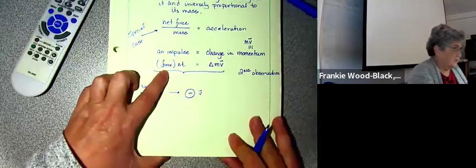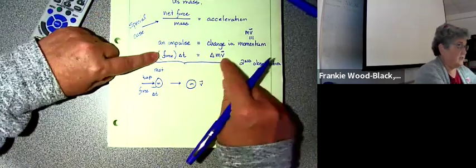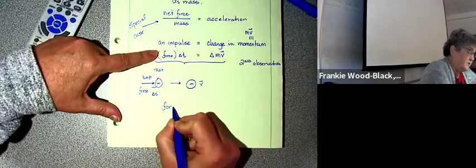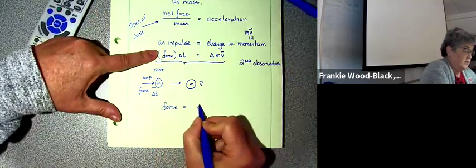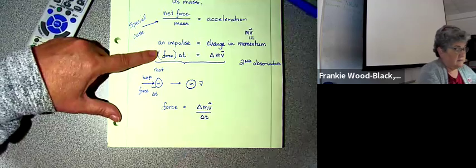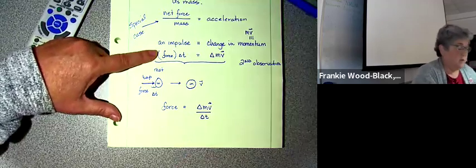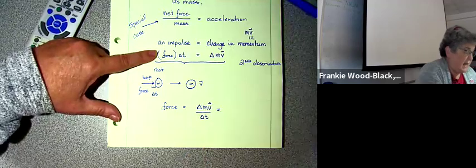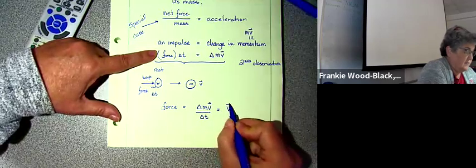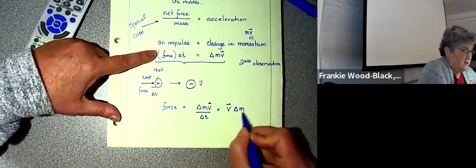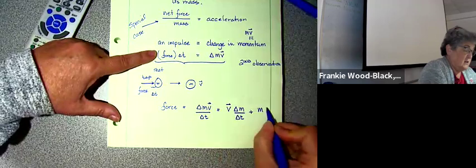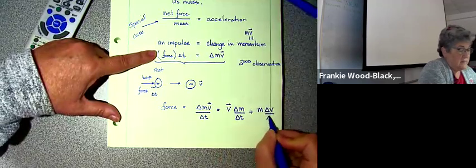Now let's look at this a little differently. So I've got my force is equal to my change in momentum. We're going to rearrange that. And so now my force is equal to a change in momentum over a change in time. Now, mathematically, we can play with this a little bit. What this looks like is my velocity times a change in mass over a change in time, plus my mass times a change in velocity over a change in time.